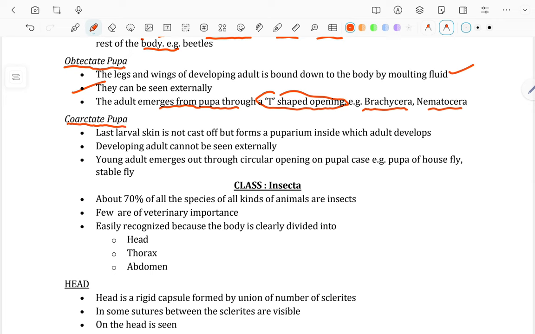Coarctate pupa. The last larval skin is not cast off but forms a puparium inside which the adult develops. The developing adult cannot be seen externally. The young adult emerges through a circular opening on the pupal case. Example, pupa of housefly, stable fly.